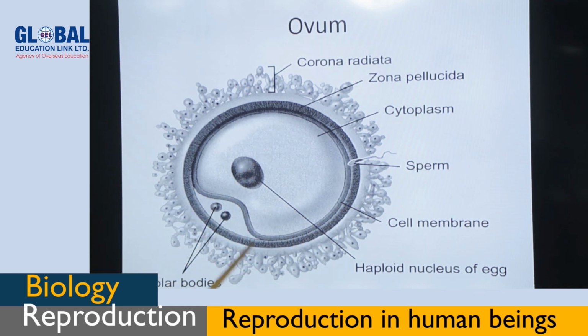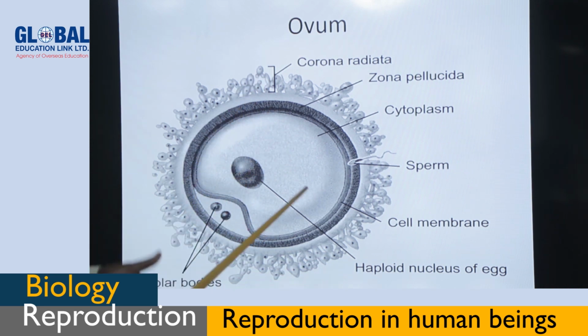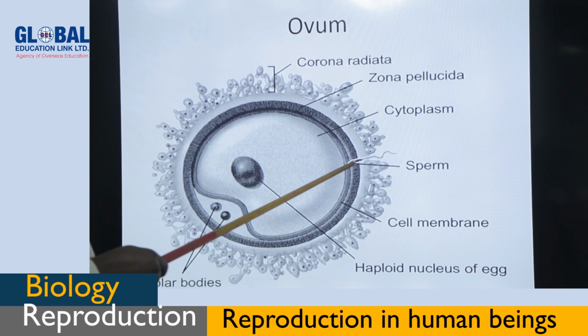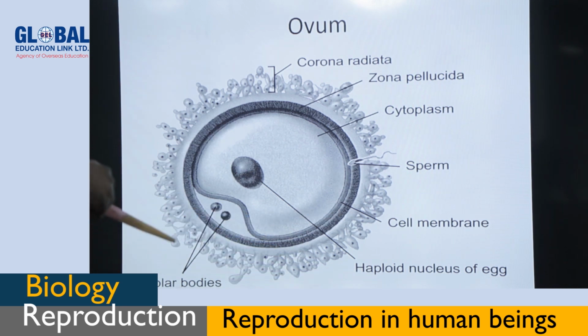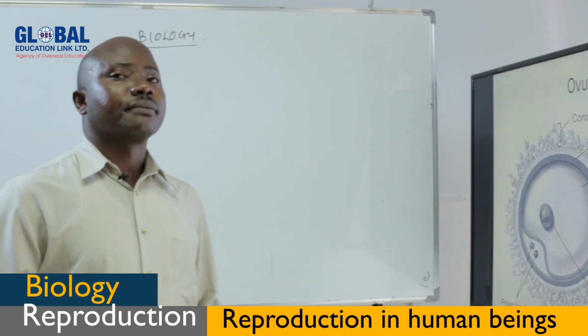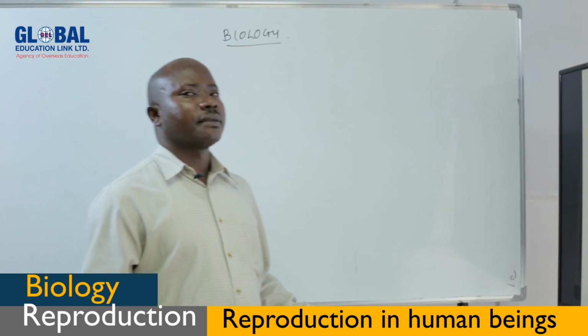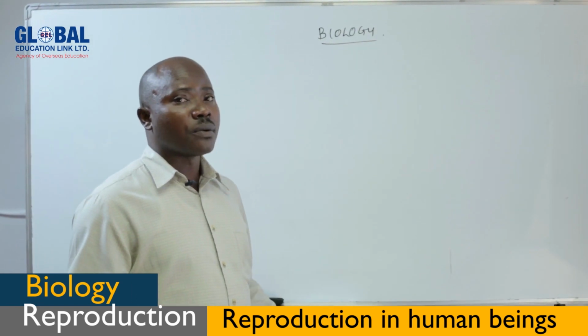But we said complete oogenesis occurs after the male gamete has successfully entered the secondary oocyte, that it transforms the secondary oocyte to the female reproductive cell.